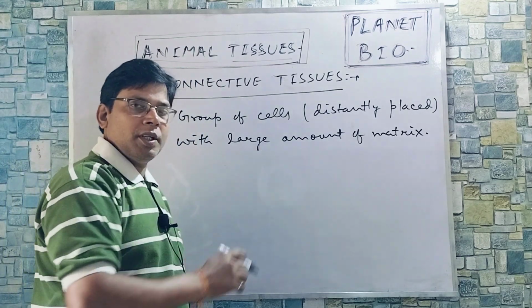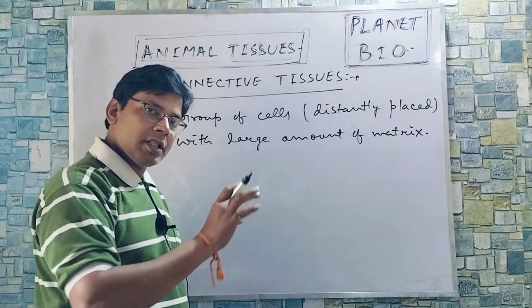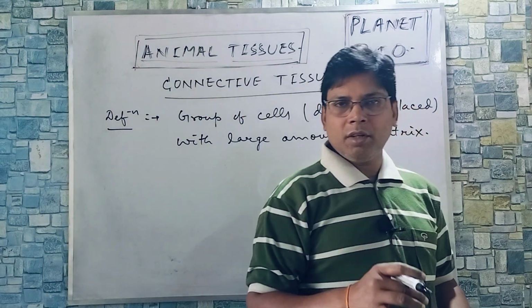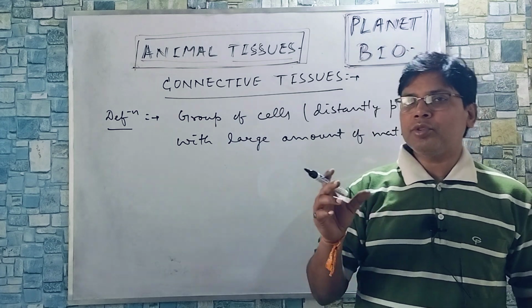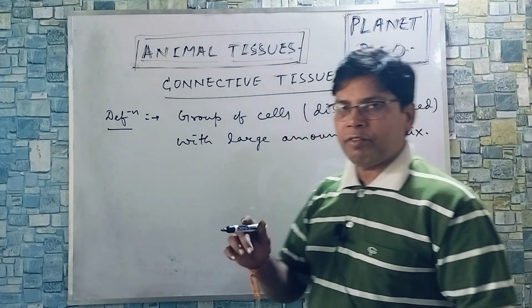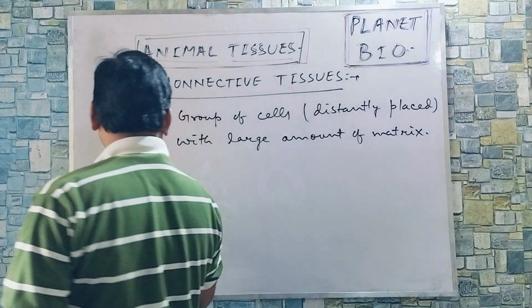Cells are distantly placed. In epithelial tissues, cells are closely placed, so there is least or almost no intercellular space, and least or almost no amount of intercellular substance or matrix. Here you can find distantly placed cells.